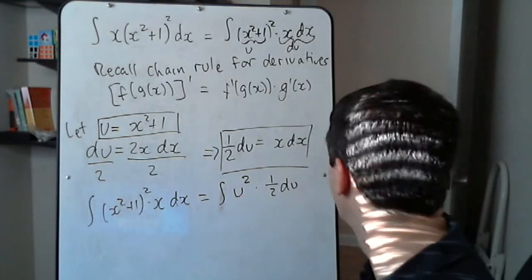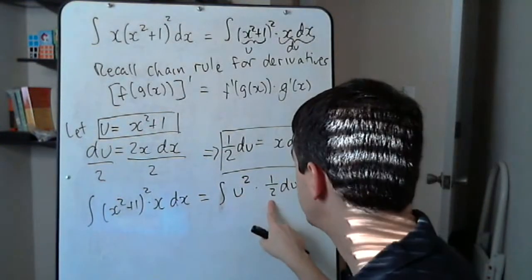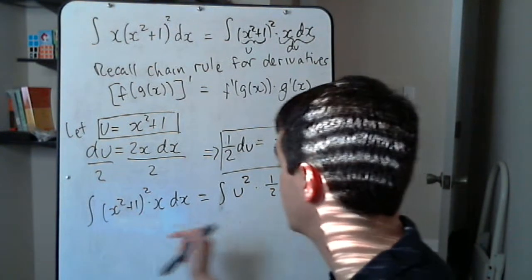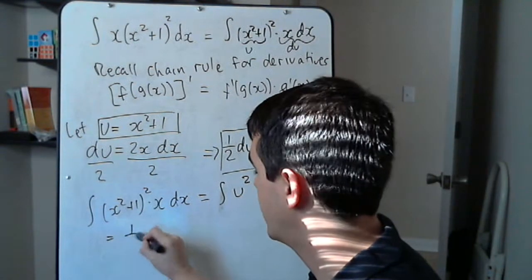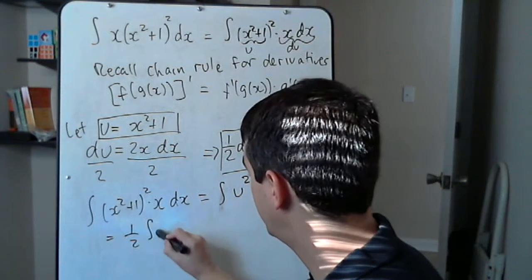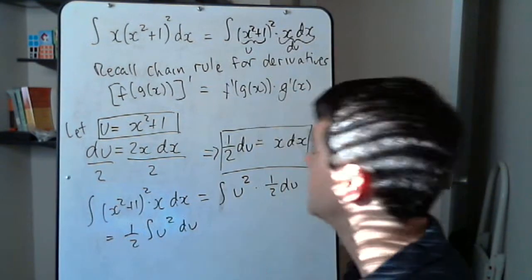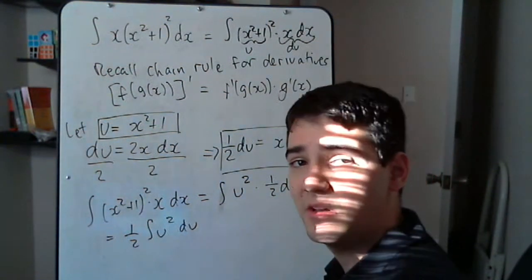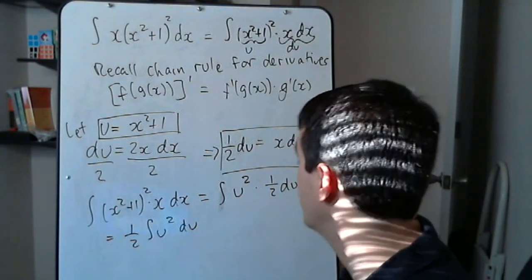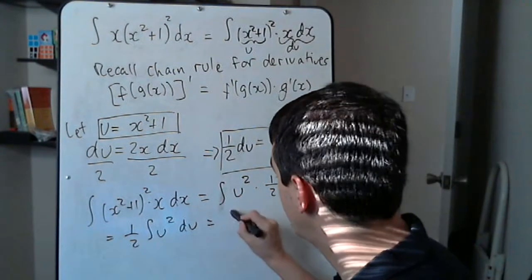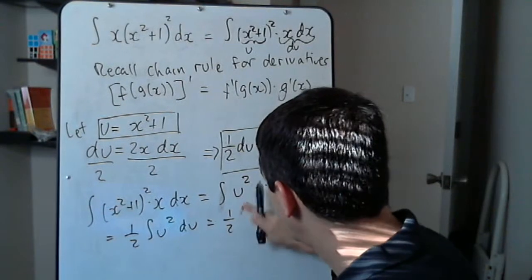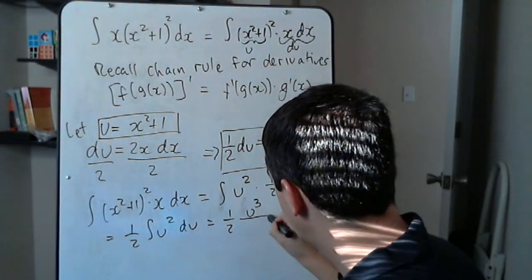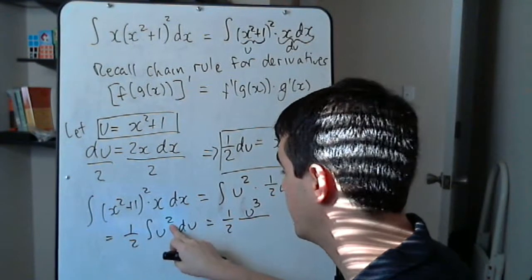Much simpler function. If you remember your basic rules of integration, we can bring this 1/2 out front, because it's just a constant coefficient. So we get 1/2 integral of u squared du, and that is a much easier function to integrate. So then we just integrate that. If you remember, you increase the power by 1 and divide by the new exponent.